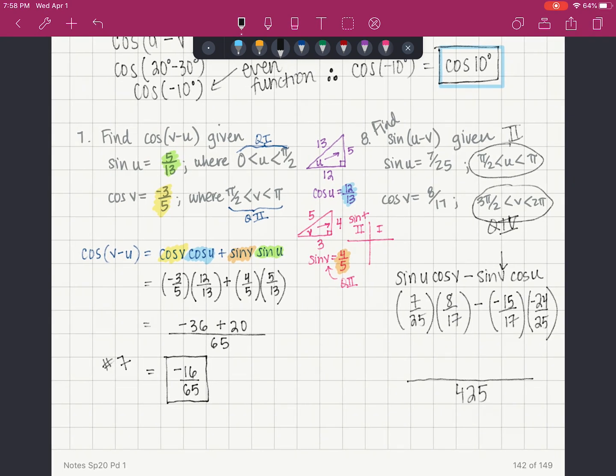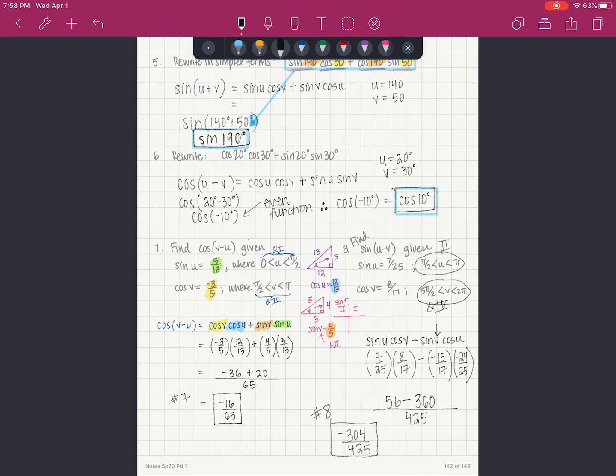Well, 25 times 17 is going to multiply to be 425. And we've got 56 minus negative 15 times negative 24, which is a positive number. So 56 minus 360, if you put that in your calculator, or go off to the side and multiply it, whatever you want to do. And then that's going to give me negative 304 over 425. So that's the answer to number 8. Negative 304 over 425.